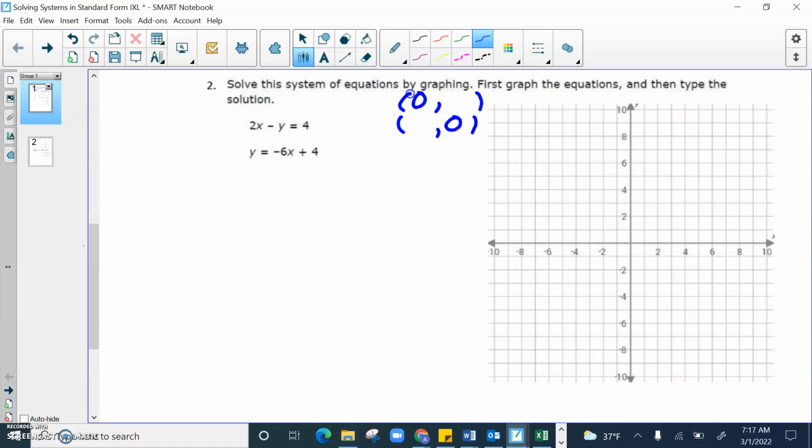When my x is 0, right, it's like it cancels out. I would have negative, the opposite of y equals 4. Divide both sides by negative 1, and that's going to be y equals negative 4.